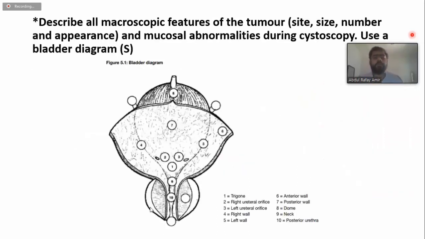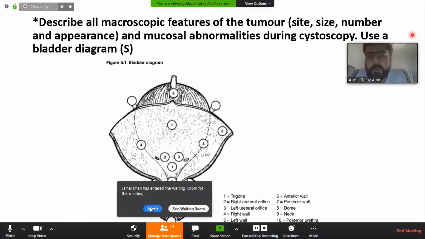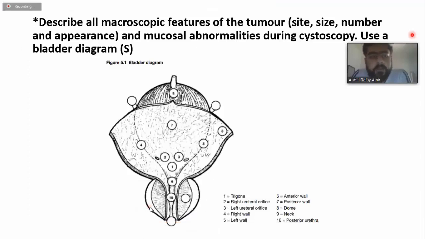Next up is to describe all the macroscopic features of the tumor and mucosal abnormalities during cystoscopy. The features include size, number, and appearance. Use a bladder diagram. This is a typical bladder diagram. We have come across these diagrams during our filter OPDs. So the idea is basically to convey where the tumor is, what is the kind of tumor, what is the size and total number of abnormal findings that we are finding in a pictorial evidence.